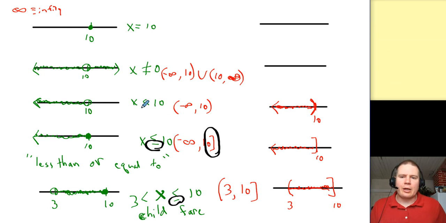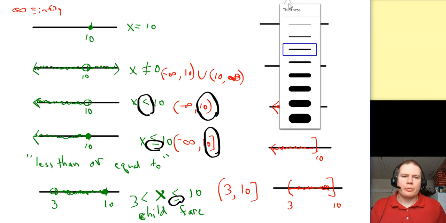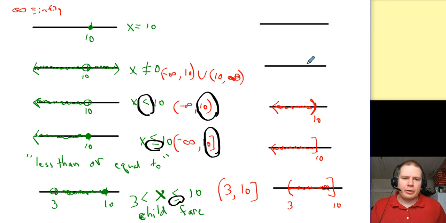Here, 10 is not less than 10, so 10 is excluded. Because I don't have an equal sign here, I use the parenthesis for that endpoint. Here 10 is not part of the left half or part of the right half. So if I go back to my right here, I'm looking at 10. I'm less than 10. That's this part, or I'm more than 10. That's this part.